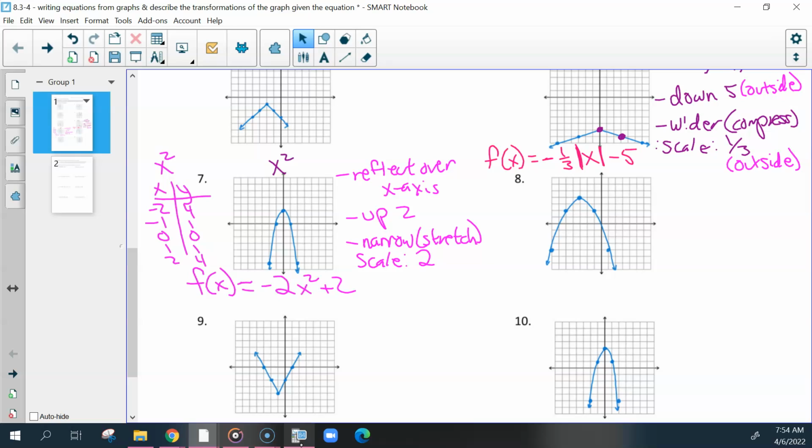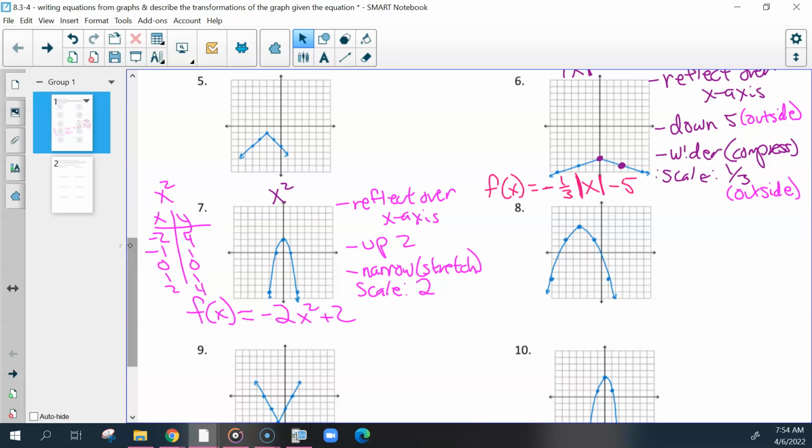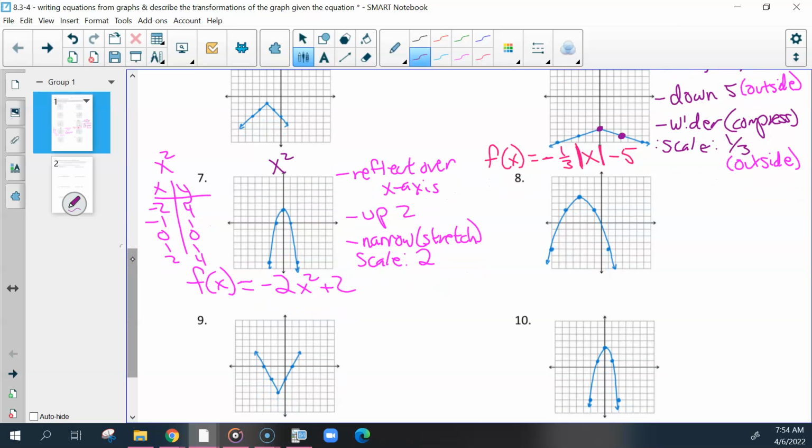So worst case scenario, you pick the wrong scale, you put it in your calculator, you check it, and your points don't match up, change your scale factor. You thought it was 3, maybe it was actually 2. Check and see if that works, and usually that's what it is. Number 8 is another quadratic.